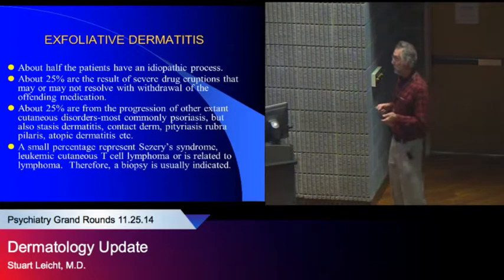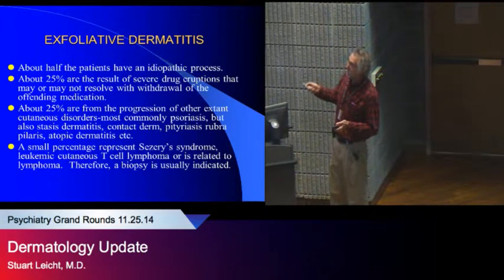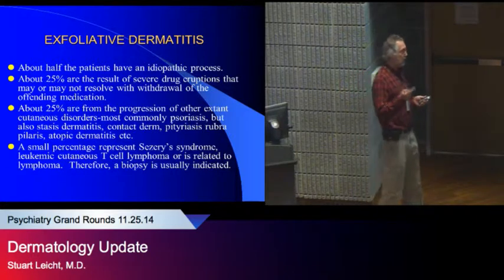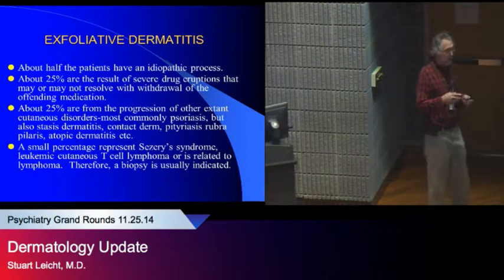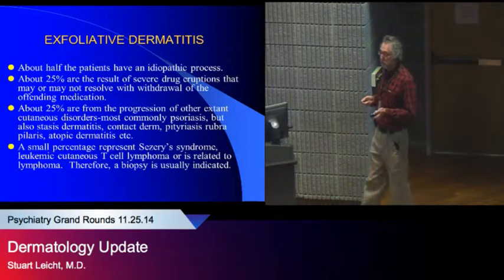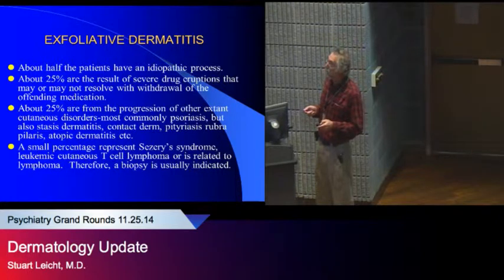But a biopsy is usually indicated. Biopsies are not going to distinguish between these processes, however. You really need to get a history for that. By the time you get an exfoliative dermatitis, everything kind of blends into an appearance that it's virtually impossible for the pathologist to really distinguish between these various disorders.